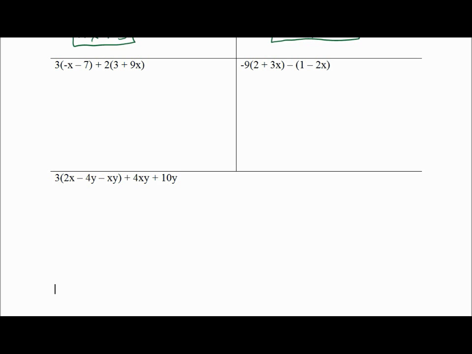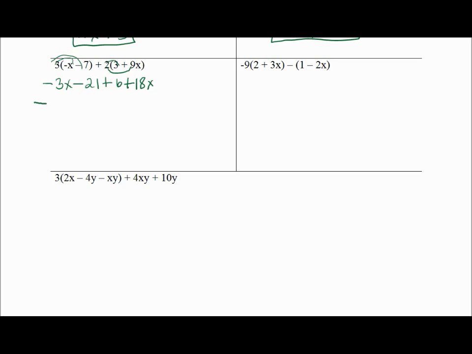Oh, this next one, clearly I have to use my distributive property twice again. So 3 times a negative x gives me a negative 3x. And then 3 times a negative 7 gives me a negative 21. Okay, so for the second set, I'll have 2 times 6. That'll give me a plus 6. And then 2 times 9x will give me a plus 18x.